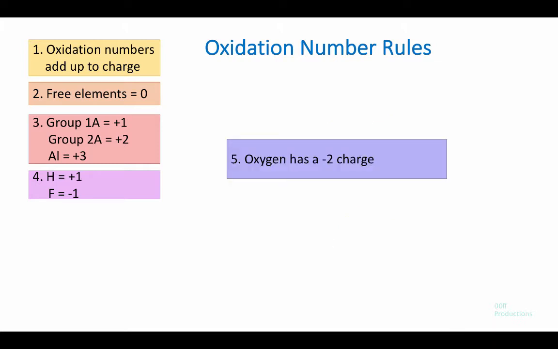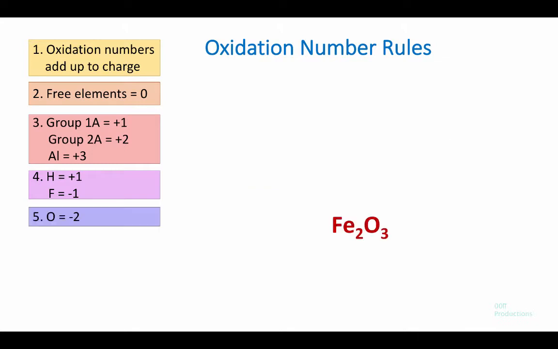Rule 5, oxygen has a -2 charge. So we can look at this iron oxide. The charge on this molecule is 0. The charge on the oxygen is -2. We have 2 times the oxidation number of whatever iron is, plus 3 times oxygen, which is -2, has to equal 0. Okay, so that means 2 irons plus -6 are going to equal 0. And what we end up with when we do the algebra is that iron has a +3 oxidation number.